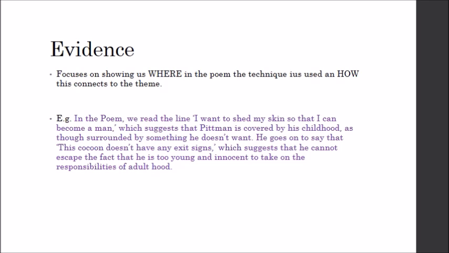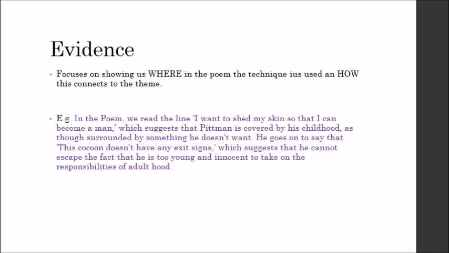In the poem, we read the line, "I want to shed my skin so that I can become a man." You'll notice that was the same line that I had written down in my earlier video. I didn't just pull that out of nowhere. I already had it written down, ready to go. I now discuss it. I don't just leave the line, I need to discuss it and show why it's relevant. So I say, which suggests that Pittman is covered by his childhood, as though surrounded by something he doesn't want. He goes on to say that this cocoon doesn't have any exit signs, which suggests that he cannot escape the fact he is too young and innocent to take on the responsibilities of adulthood.